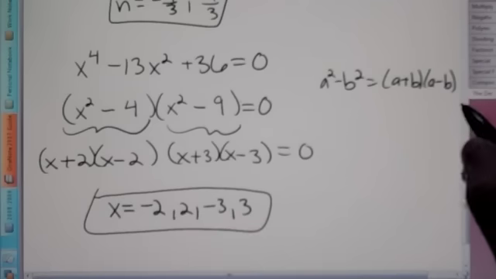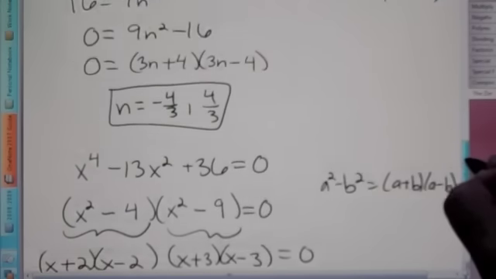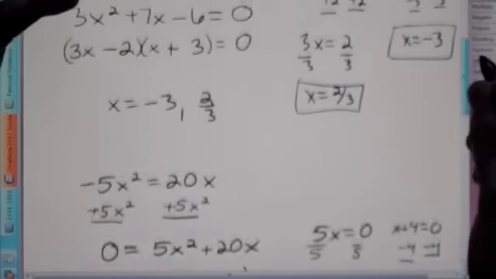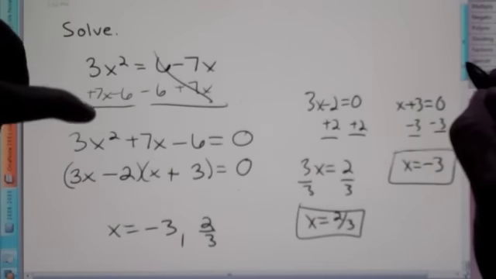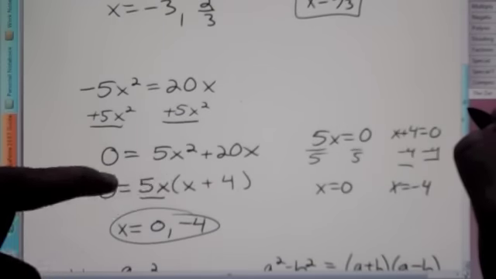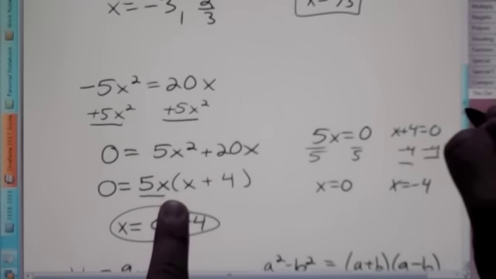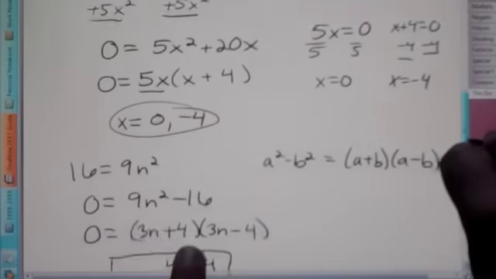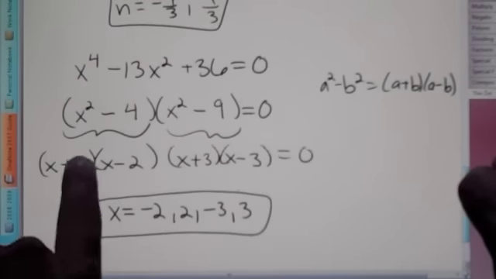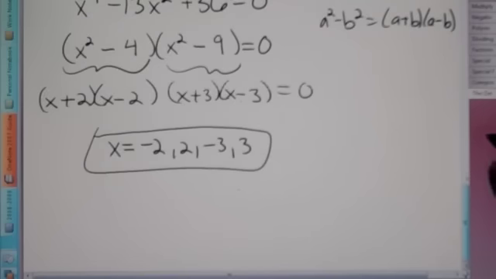So again, these are the steps. Get everything to one side. Notice we did that for every problem. We got 0 on one side, and then we factored. Here we factored into two parentheses, solve. Here, we didn't need two parentheses. All we needed was one. We factored out what they had in common, solve. Factor, solve. Factor, solve. This just required us to factor an extra time.